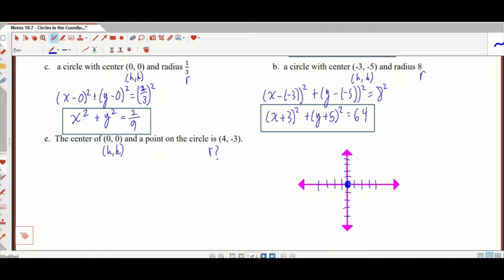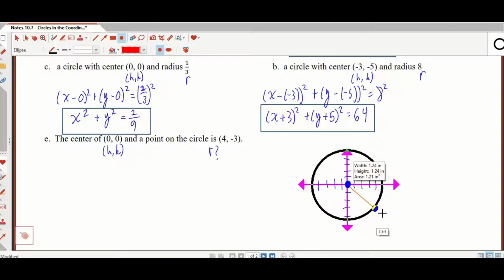So the center is here at 0, 0, and 4 comma negative 3 is over here, which means that distance is the radius. That's the radius of the circle that we're talking about here. So it's going to be like this. Let's see if I can get that drawn for you. There you go. Now, I am not so sure that that has a nice radius. Maybe it has a radius of 5, but I'm not sure because I only made that really quick sketch of it.